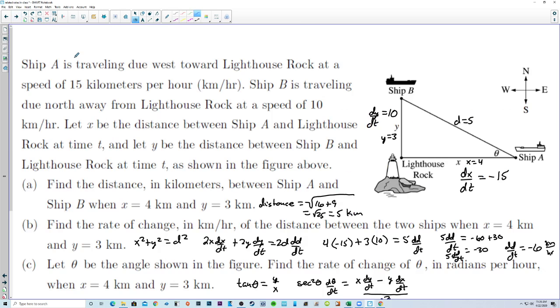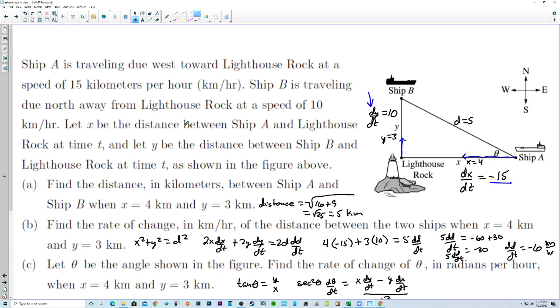Ship A is traveling due west toward Lighthouse Rock at a speed of 15 kilometers per hour. So we know that this ship A is going towards the lighthouse. That means that the speed, or dx/dt, is negative 15 because this side is reducing in size. Ship B is traveling due north away from Lighthouse Rock at a speed of 10 kilometers per hour. So we know that dy/dt is a positive 10 because this side is getting longer.